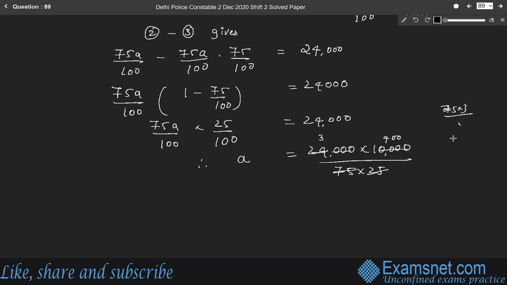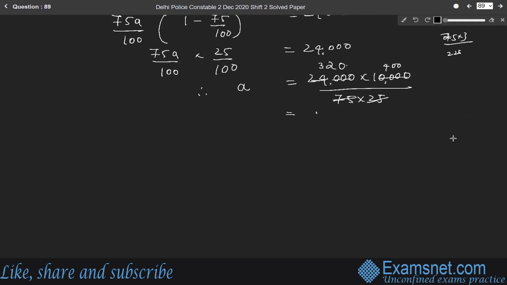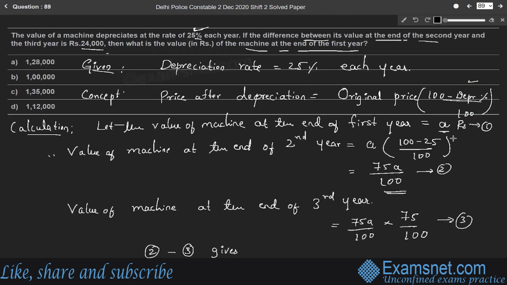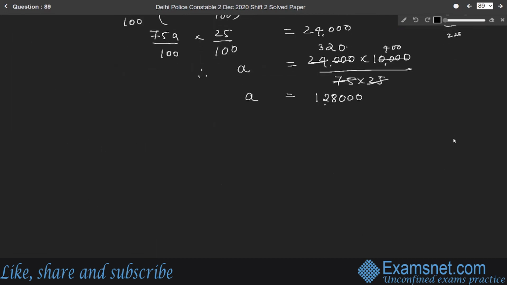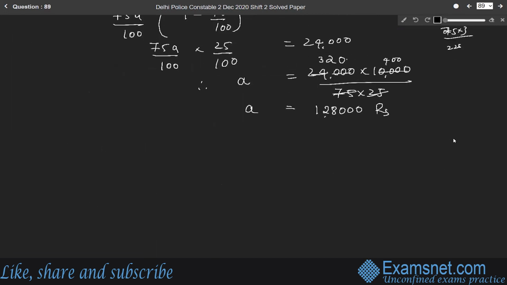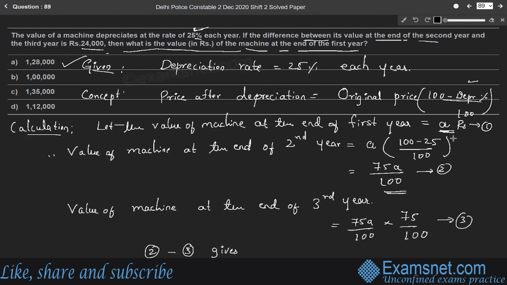75, 225. So 15 is the remainder. So 75 into 320 becomes 24,000. So 320 into 400 gives 128. So 1 lakh 28,000, right? So what is A here? According to our assumption, the value of the machine at the end of the first year. So what is asked in the question? The value of the machine at the end of the first year is 1,28,000 rupees. Therefore, option A is the right answer.